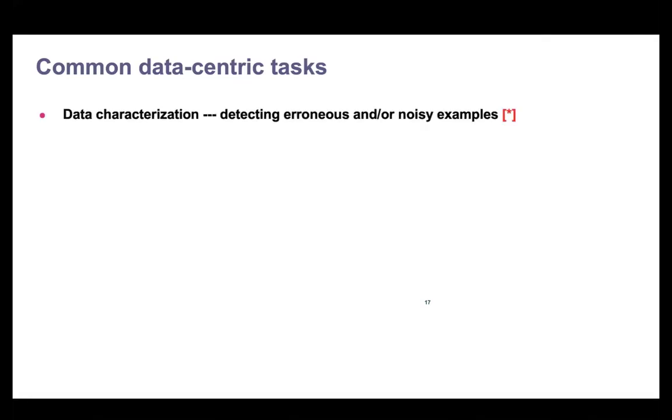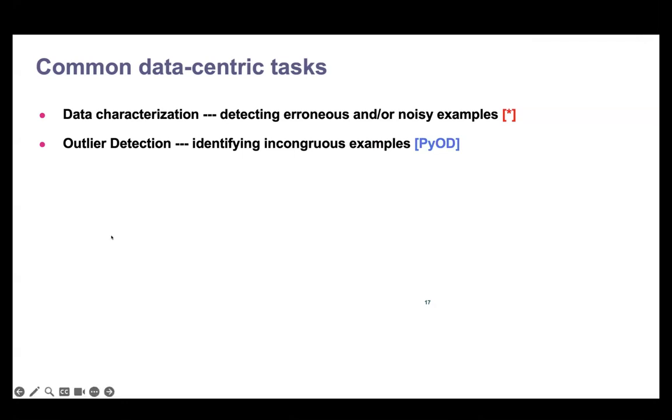Before getting into that, and I think this is a nice reference slide, let's look at some common data-centric tasks. You might ask what a data-centric task is beyond just data curation. The first is, as I mentioned, data characterization: detecting erroneous or noisy examples in machine learning datasets. I'll be showing a lot about this. There's machine learning literature on things like outlier detection. Once you've trained a machine learning model and deployed it, can you identify incongruous examples in your dataset? I'm giving some references to packages that are already doing this very well. PyOD is definitely a great package that captures quite a lot of different methods from across the literature.